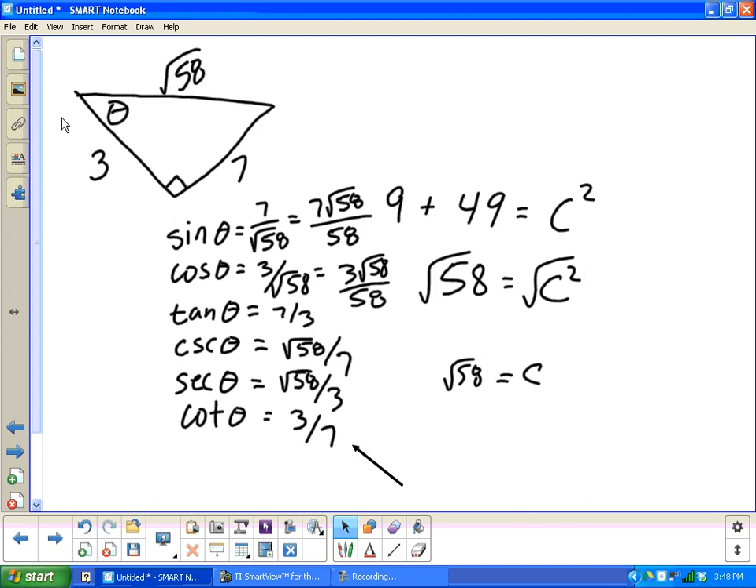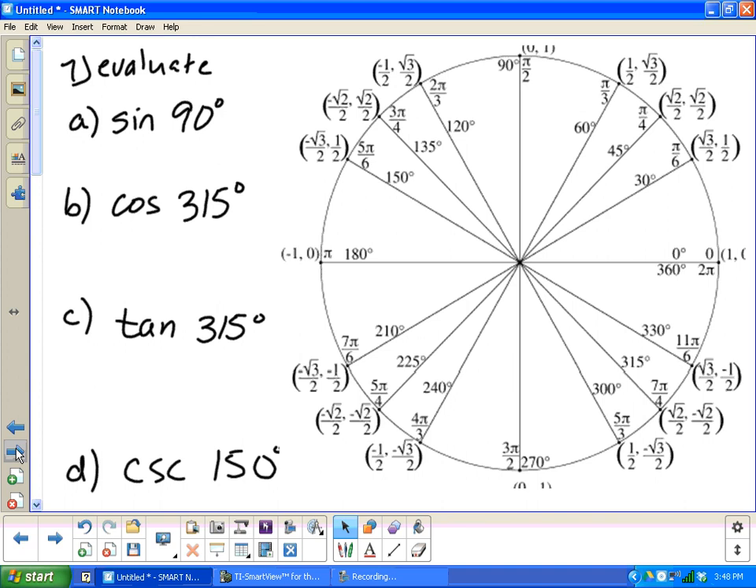Well, that was boring. All right. Now let's do these. These are kind of fun. Now they're pretty easy here as long as we know how to use the unit circle. So it says evaluate the following by using reference angles or the unit circle.